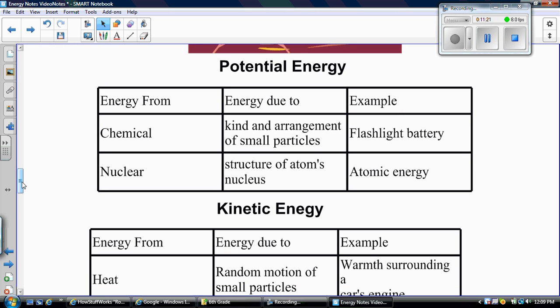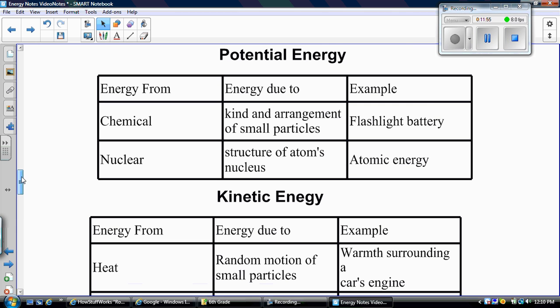Okay, there are two types of potential energy from those forms, chemical and nuclear. So chemical is energy due to the arrangements of small particles or atoms, like the chemicals in a flashlight battery. And yes, you're going to want to write this down. Nuclear is energy that's stored in an atom's nucleus. We haven't talked about what an atom's nucleus is. We will do that when we get into our chemistry unit. Okay, this is atomic energy.